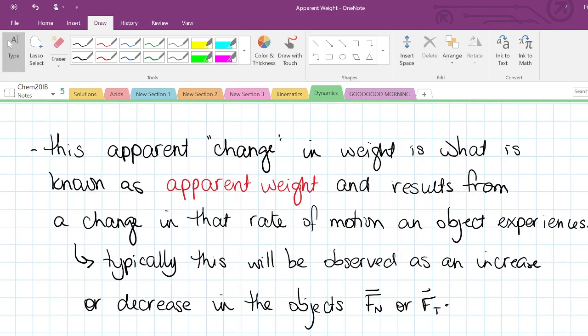So what we're seeing when the scale is changing like that is the apparent weight, but what we're observing is a change in the force normal or a change in the force tension. A force normal if we're sitting on a standing scale, a force tension if we have something hanging on one of those hanging weight scales like you would see at the grocery store that you put your produce into, or like the one that we had in class where we hung the mass from the scale.